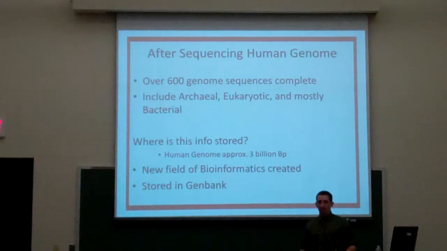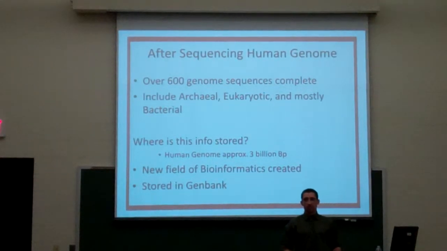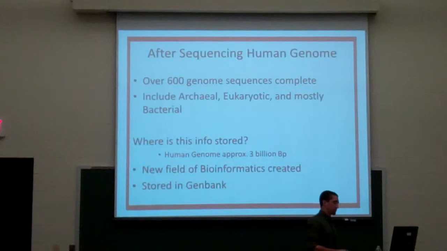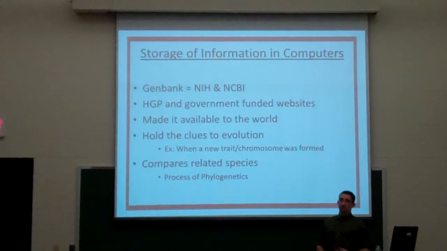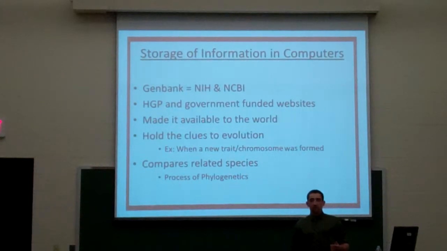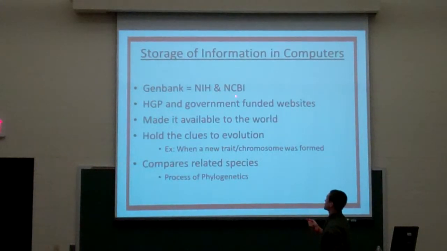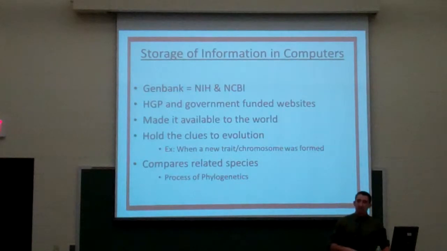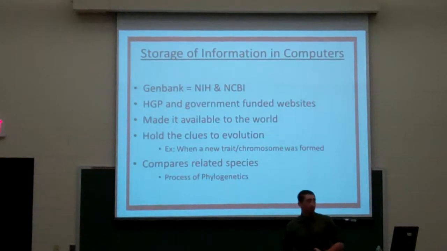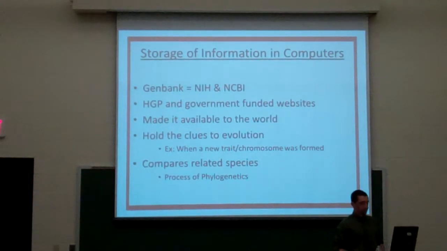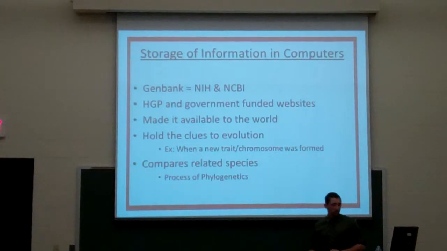Bioinformatics is basic biology information, and this deals with genes and genomic sequencing. Now, this is all stored in GenBank. GenBank includes a series of websites, including the National Institutes of Health and the National Center for Biotechnology Information. These are Human Genome Project and government-funded websites, and it makes it available to the world. So as long as you have an internet connection, you can look up these comparisons and this information on the computer.